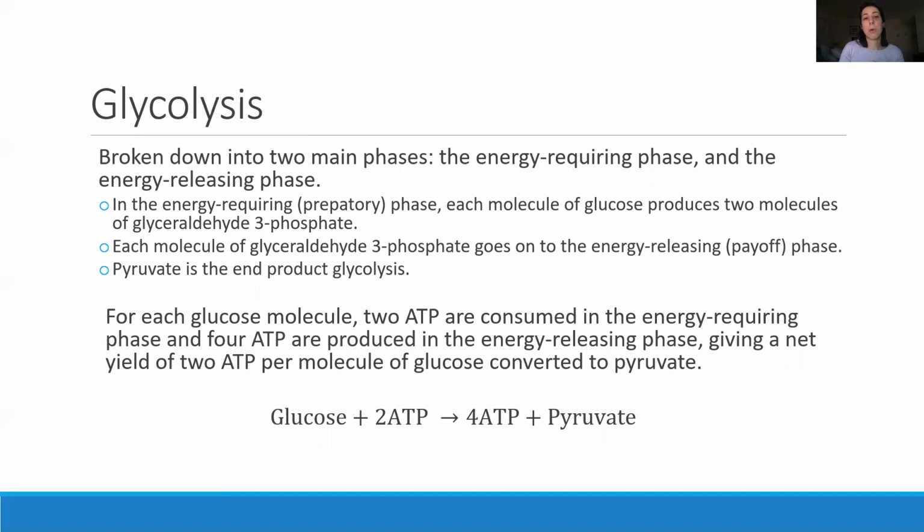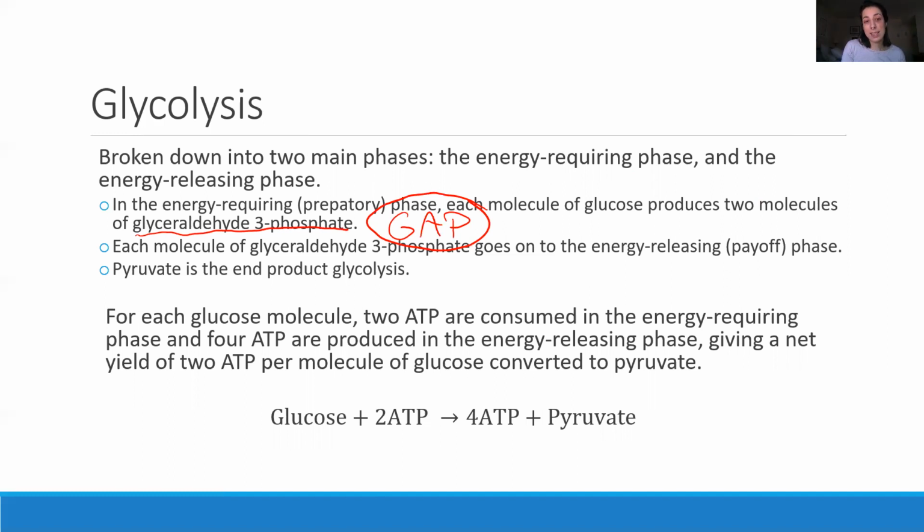In the energy requiring phase, each molecule of glucose is going to produce 2 molecules of glyceraldehyde 3-phosphate. This is sometimes written as GAP. And I'm talking about this now because glyceraldehyde 3-phosphate, or GAP, is an important molecule, as you might have guessed, in other pathways. So it's important for glycolysis, but you're going to be seeing it again. So remember its name.